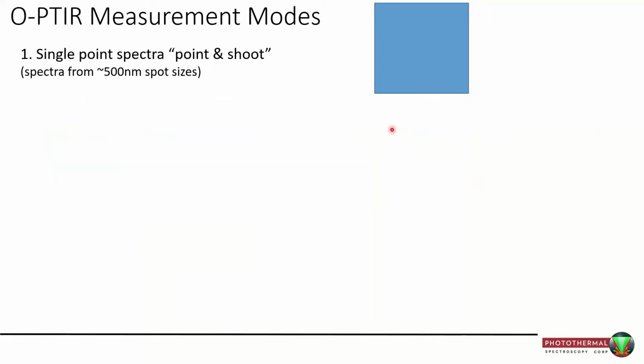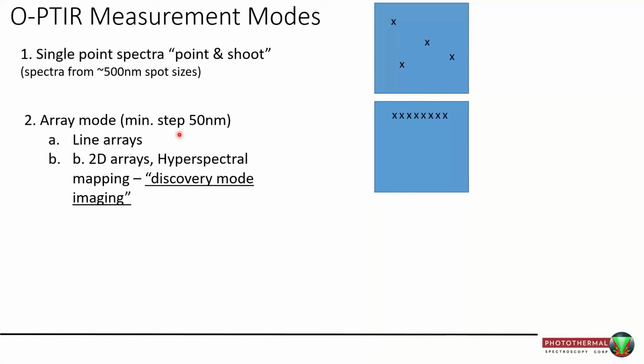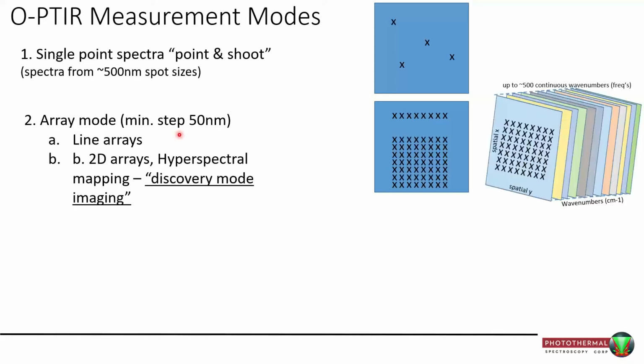In terms of measurement modes, we have basically three modes. You can do single point, point and shoot, and get spectra from roughly 500 nanometer spots, and you can automate that process. We can work in array mode, where you have minimum step sizes of 50 nanometers for some oversampling. So you can do line arrays, or you can do hyperspectral, with your more discovery mode type of measurements. We end up with a traditional three-dimensional data cube.